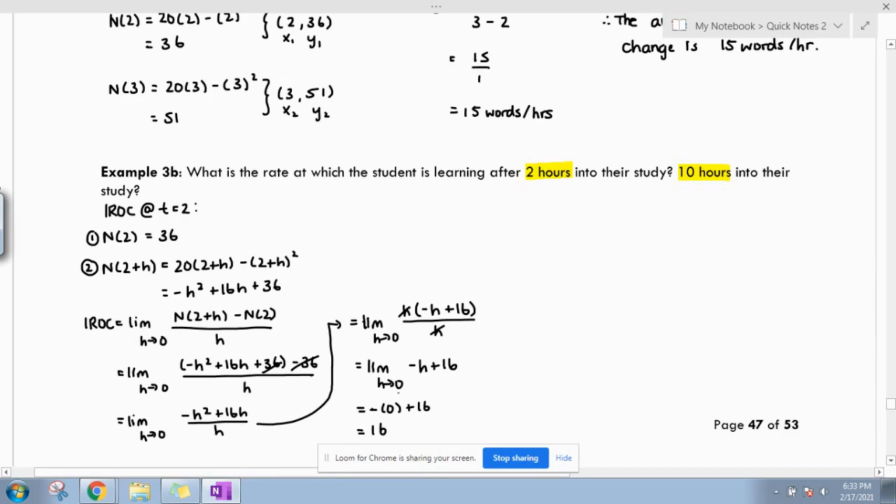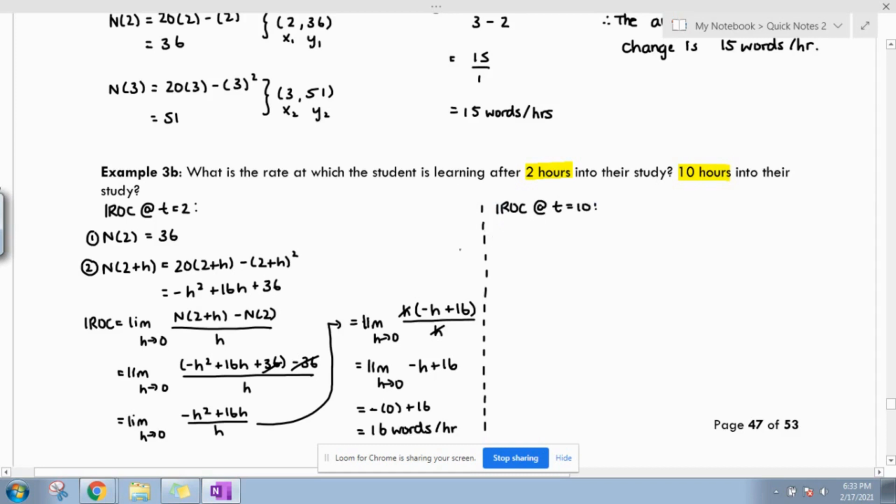So that means at t equals 2 hours, the instantaneous rate of change for a student learning their words would be 16 words per hour. So that deals with time 2 hours. Now the other part of this question is it also wants you to figure out the instantaneous rate of change at 10 hours instead. So we're going to take a look at the IROC at t equals 10.